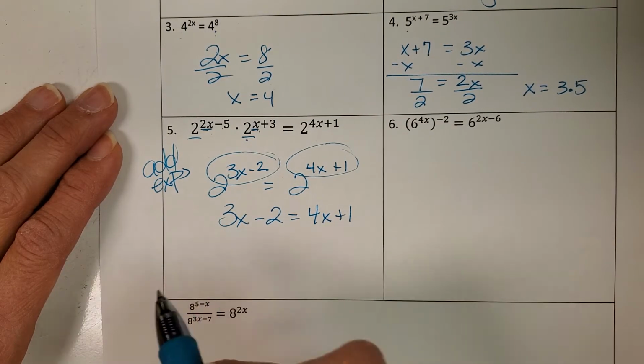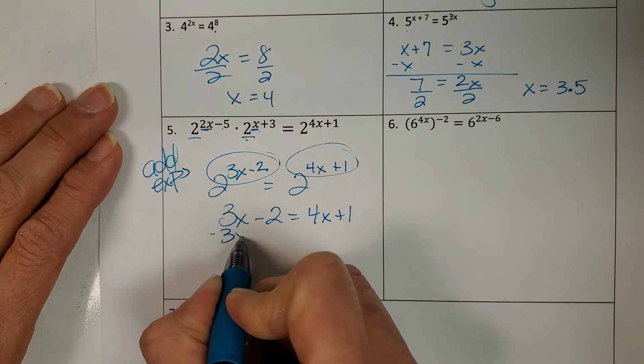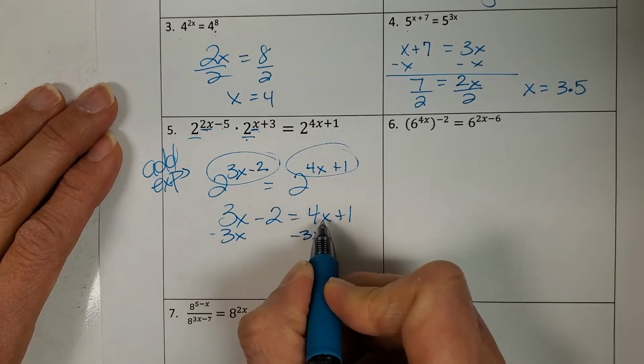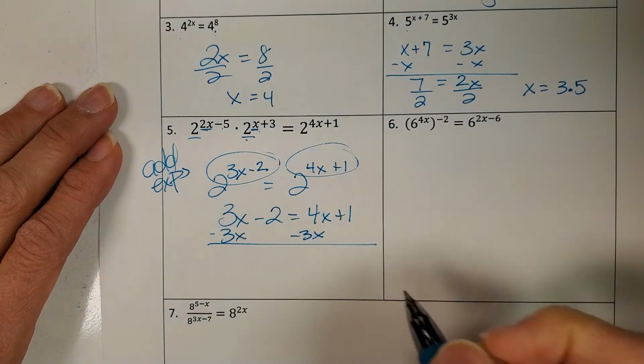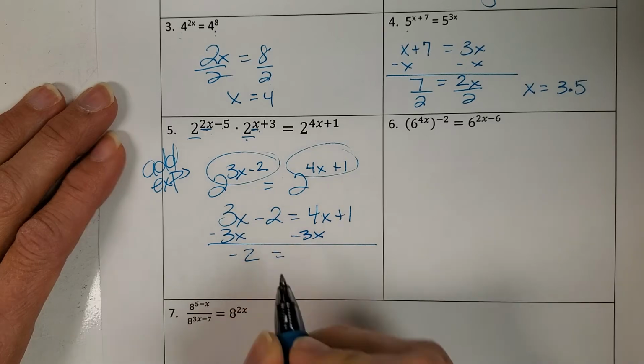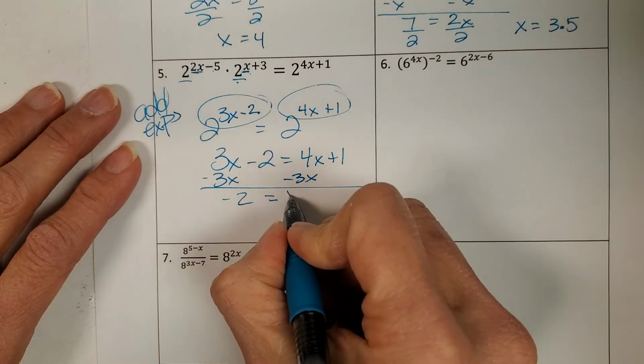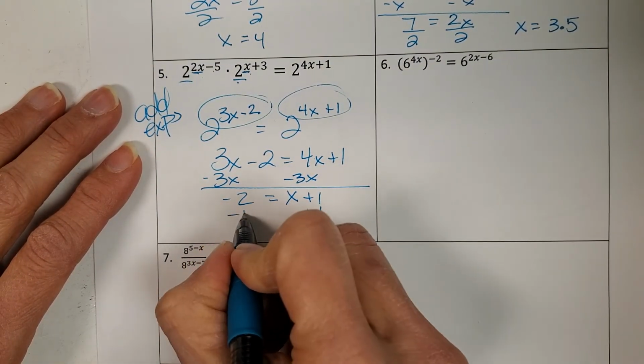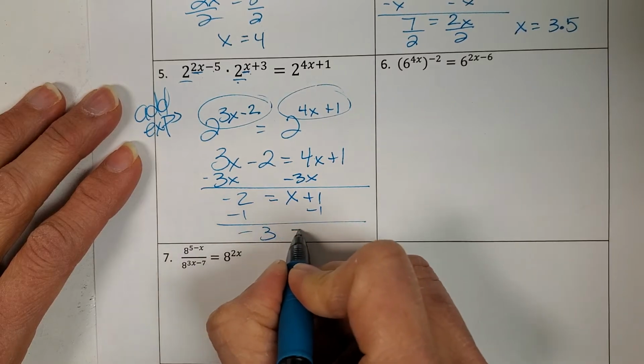So let's see, I need to get my x's. I'll move my x's to the right side because I noticed that the 4 is bigger than the 3. That way I don't have to worry about negatives. So I get negative 2 equals x plus 1. So I'll subtract 1 from both sides, and I get negative 3 equals x.